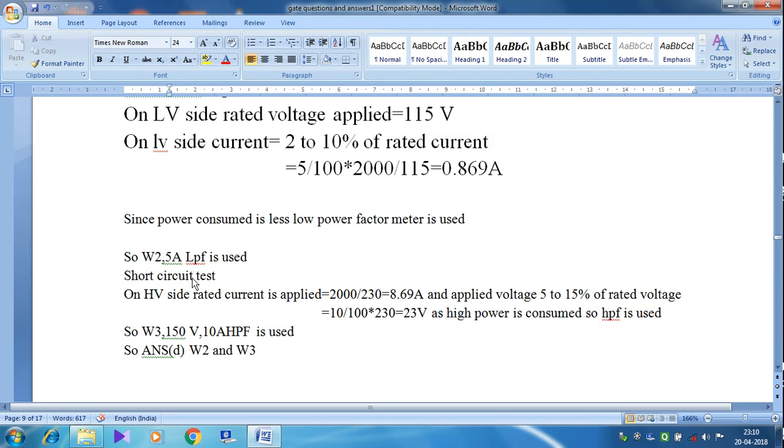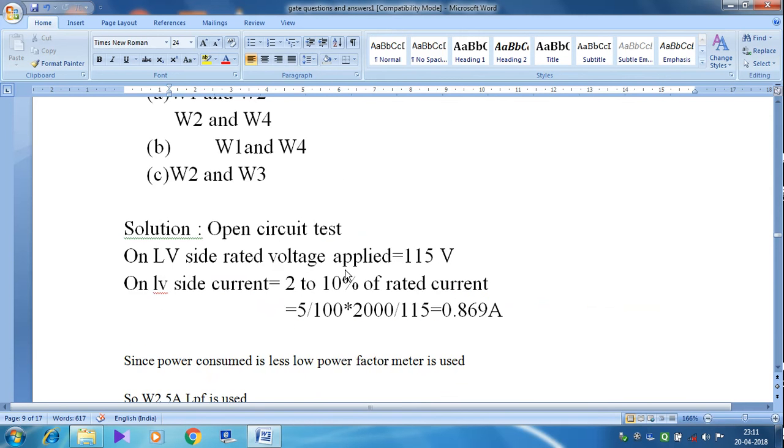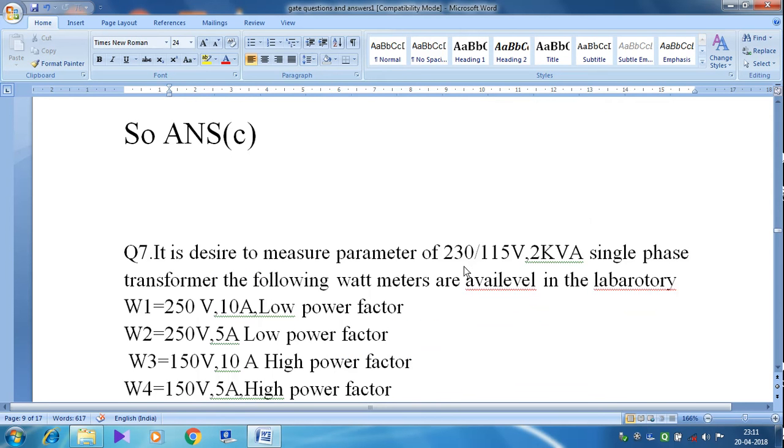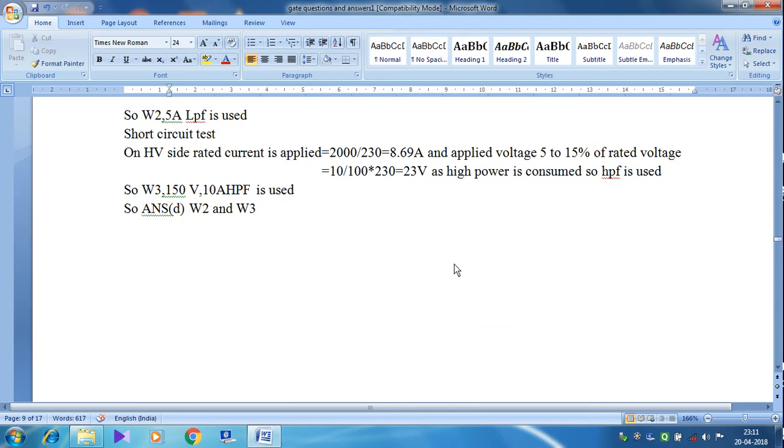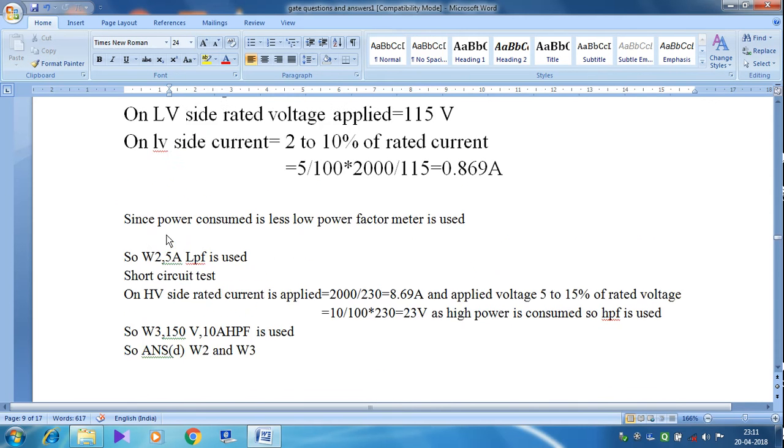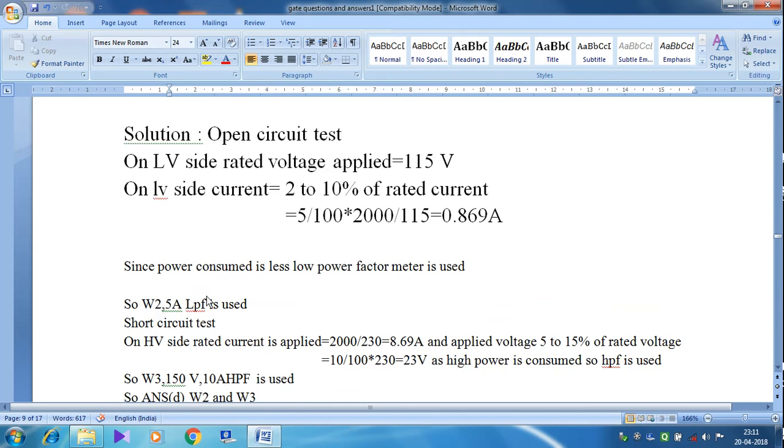So next is the short circuit test. The short circuit test is generally done on the high voltage side. So the high voltage side is 230 volt. This is the high voltage side. So what do we have to do here?